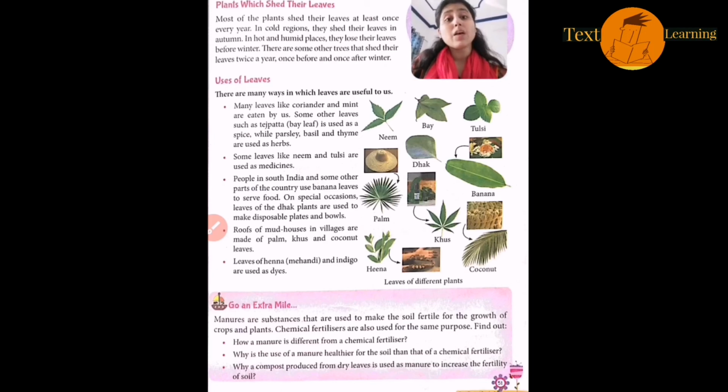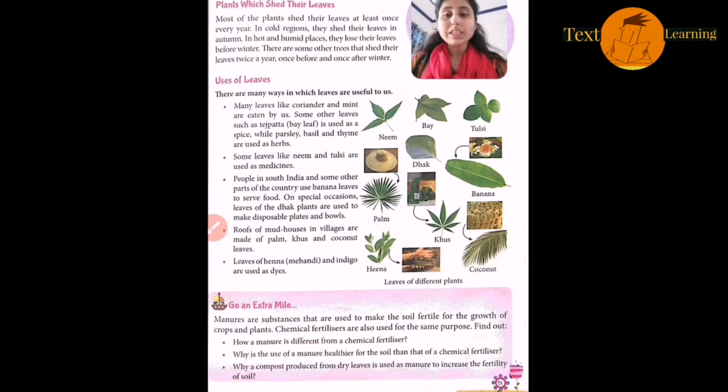Okay, the next third point is some people in South India and some other parts of the country use banana leaves to serve the food. On a special occasion, leaves of the dhak plants are used to make disposable plates and bowls. Nowadays also, whenever you enjoy chaat, there are disposable plates and bowls made up of dried leaves.